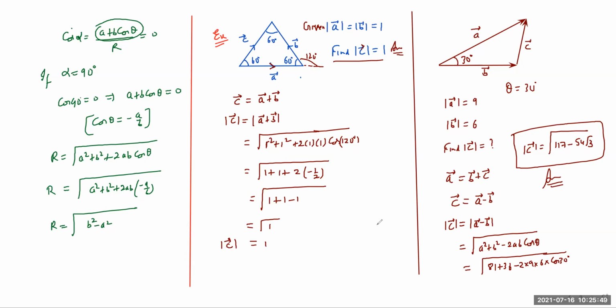Sir, I did it by the sine rule, in which I took mod C vector upon sine 30 equals B vector. See, the problem is you can't use the sine rule here, because for using the sine rule you need to know at least two angles.